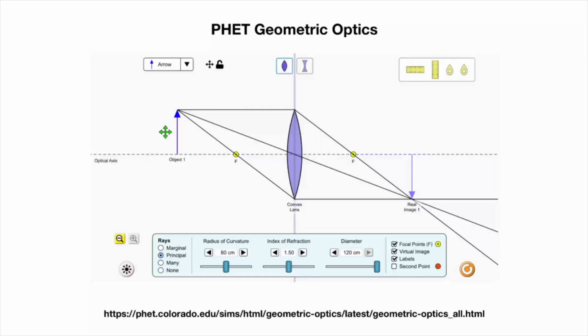So the radius of curvature just basically adjusts where the focal point is, okay? You really don't have to mess with it. You can if you want, okay? You can always reset everything by hitting this counterclockwise direction indicator button, okay? And then it'll reset back, and then you'll have to go back to arrow. You'll have to go back to principal, right?